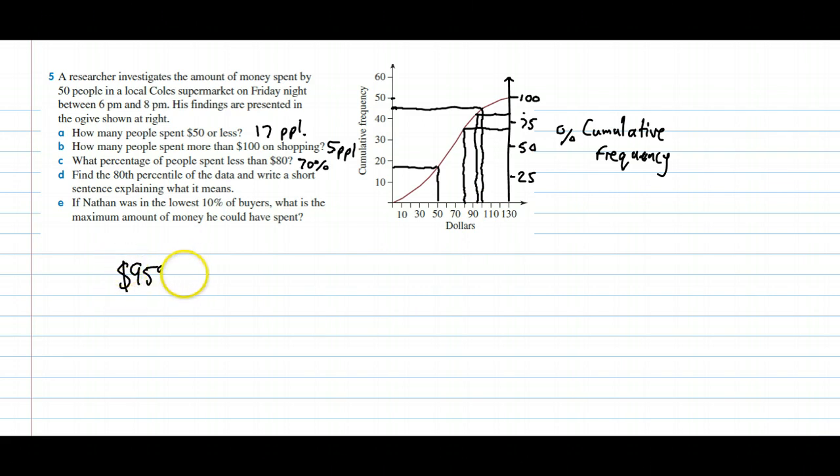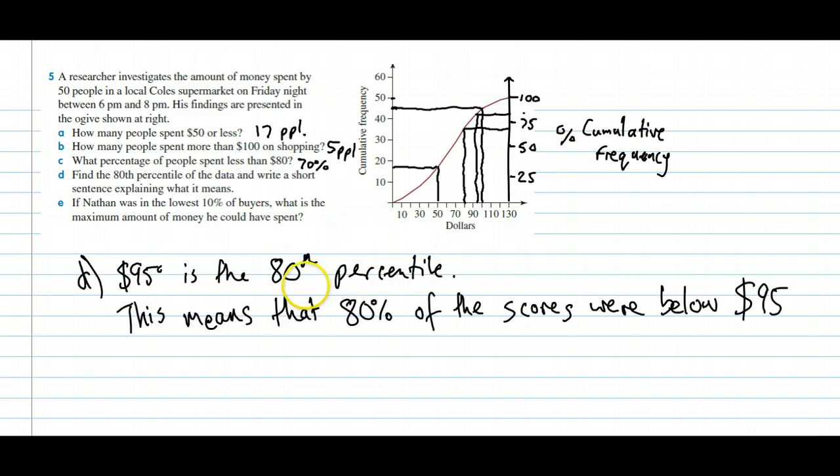So $95 is the 80th percentile, and we've got to explain what that means. Okay, $95 is the 80th percentile. What does that mean? If $95 is the 80th percentile, that means that 80% of the scores in this data set were below $95. That's what the 80th percentile means.